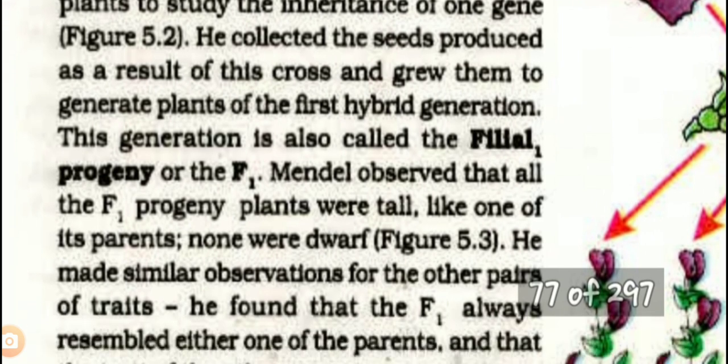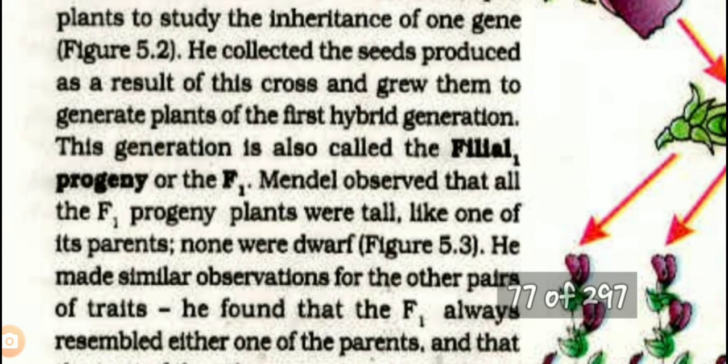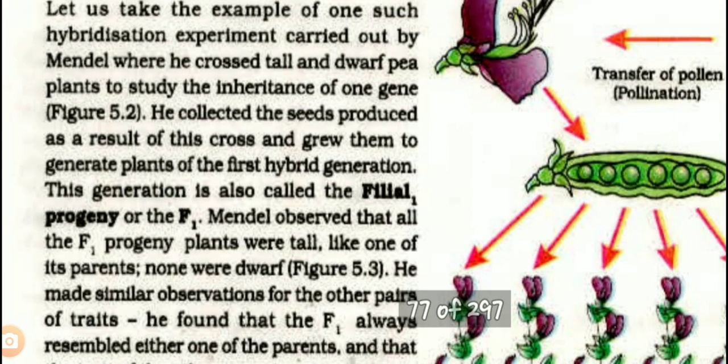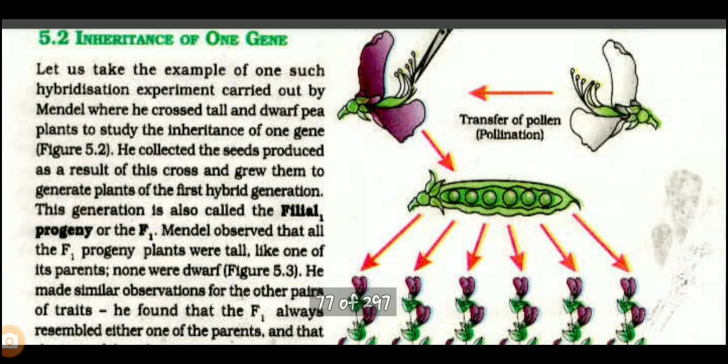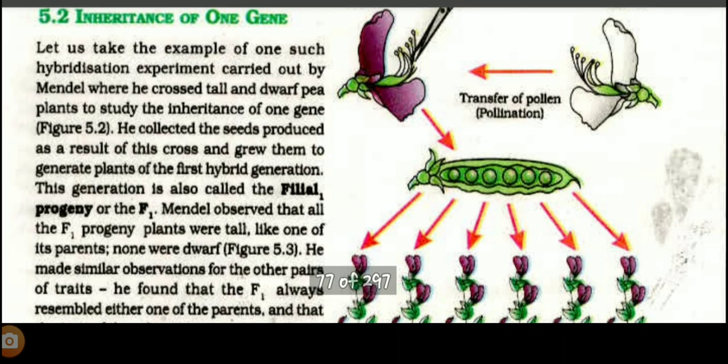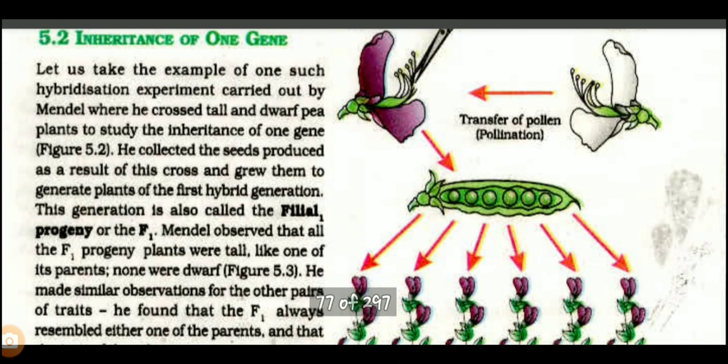So in the F1 progeny, all the plants were tall like one of its parents, none were dwarf. He made similar observations for the other pairs of traits, and found that F1 always resembles either one of the parents, not both. In this diagram you can see transfer of pollen, and all plants of the F1 generation were tall.